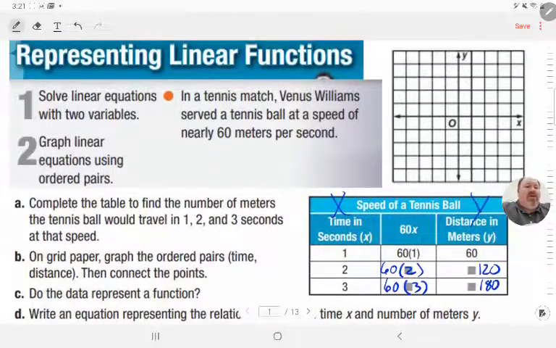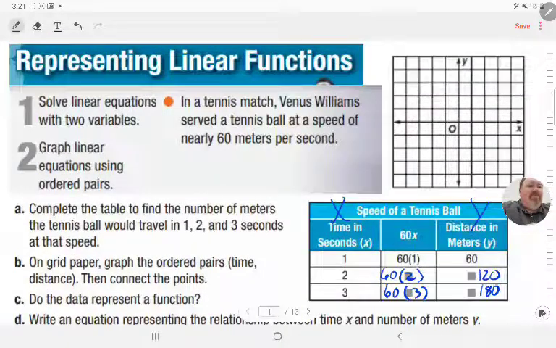Okay? Now we could graph that. So when you have grid paper, this is going to be your origin, or 0, 0. And since I'm going from 60 to 180, I would number these by 50s. Okay? And then number these by 1. And now 1 and 60 would be about right here. 2 and 120 would be about here. And 3 and 180 would be about here. So there. That is the graph.